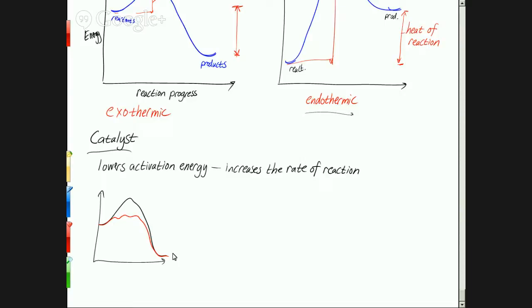So you can imagine, say you want to get to the other side of a hill. You can go up the hill and over the hill, or you can go around the hill. The catalyst is like going around the hill. It gives you a different route that doesn't take as much energy to the same destination. And so this allows reactions to proceed in much milder conditions.